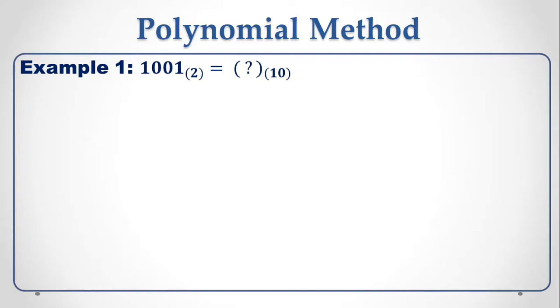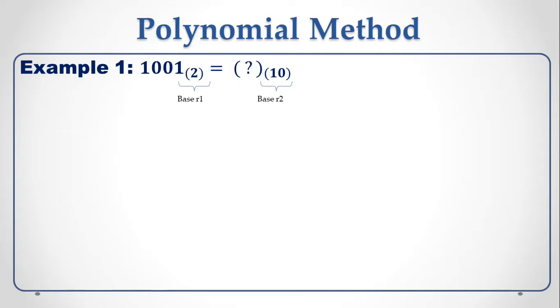Let's see an example of binary to decimal conversion. In this example, we need to convert 1001, a binary number, to its decimal equivalent. First, we'll understand how these numbers are represented in their respective bases with respect to the equation. The binary number is represented as base R1 and the decimal is represented as base R2.